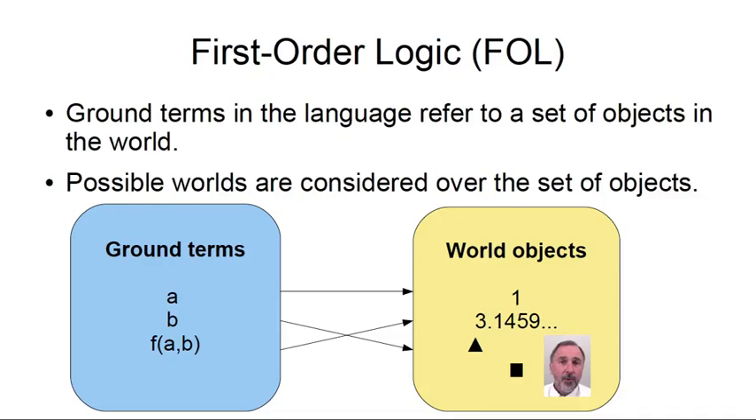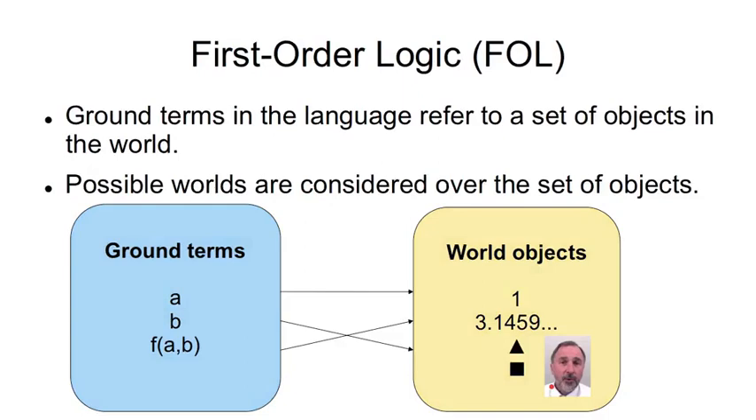In first-order logic, possible worlds are not constructed over the ground terms. Instead, each world defines its own set of objects. Objects like the number 1, the real number pi, a triangle, a square, or even Mike Genesereth. And the ground terms in a language actually refer to the objects in the world. Let's see some examples.